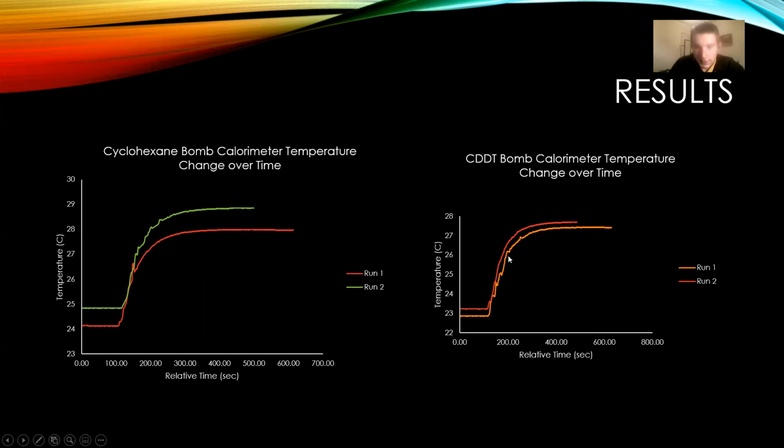And it happens the same way basically for both CDDT and cyclohexane, right? And it shows really the finite amount of energy that happens once the explosion occurs, and then it's absorbed by the water and it equilibrates. And so while these graphs might not look like much right now, they really give us a lot of valuable information about the combustion energy and the heat transfer that we're going to use to calculate things a little later.